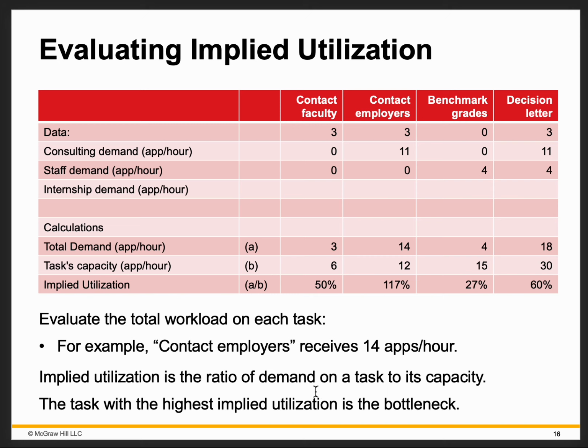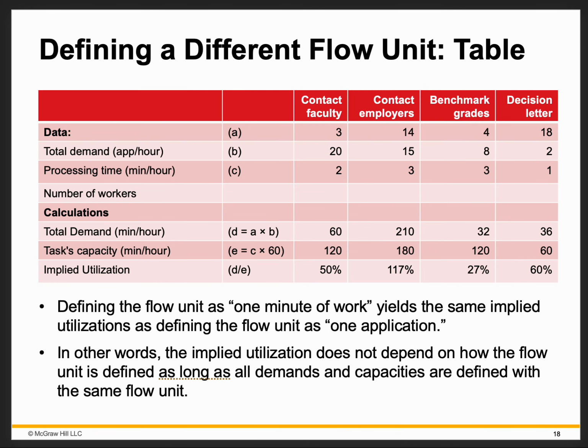So implied utilization is the demand on the task divided by capacity. That's the number that you see. In this case, we obviously see that the bottleneck is contacting employers. What we are trying to figure out here is, while there are multiple types of applications that go through this process, which of these stages is your bottleneck stage. Based upon the analysis that we did, the bottleneck stage is contacting employers, right? And that's the idea. So this is how we calculate the bottleneck and capacity utilization when you have multiple flow units.